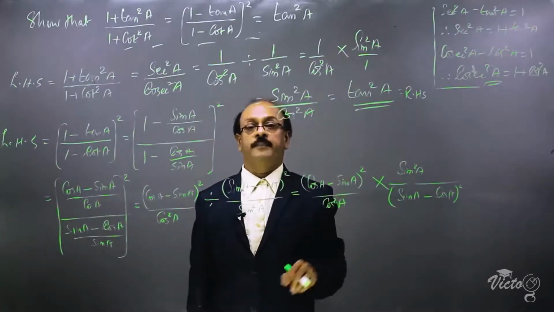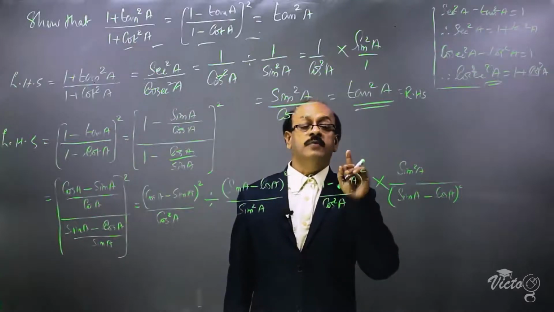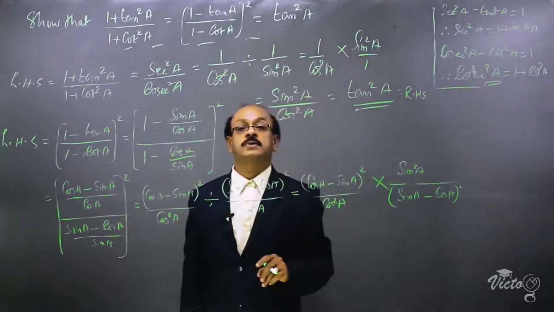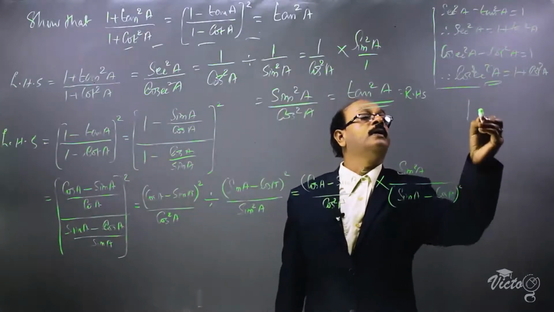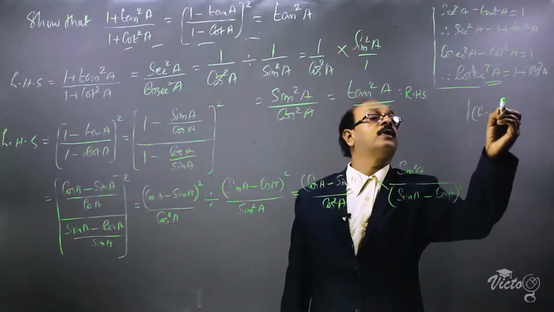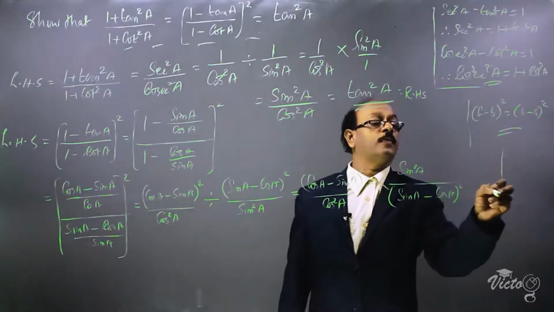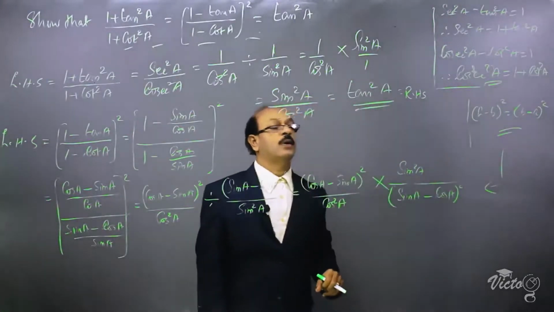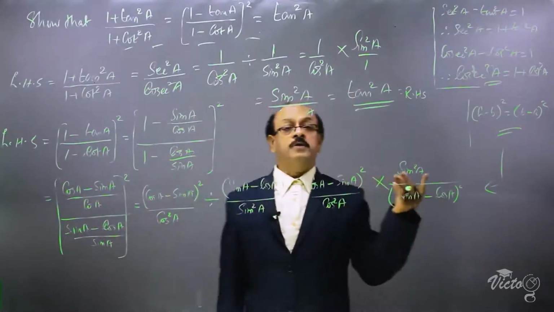Are they same? Don't be confused. (Cos A minus sin A), the whole square, is equal to (sin A minus cos A), the whole square, because here is the property: (A minus B), the whole square, is equal to (B minus A), the whole square. We are using this property here.